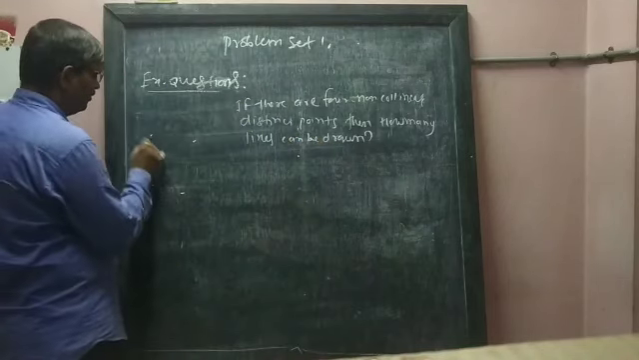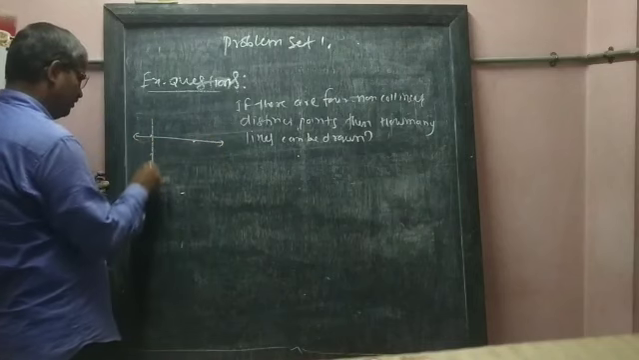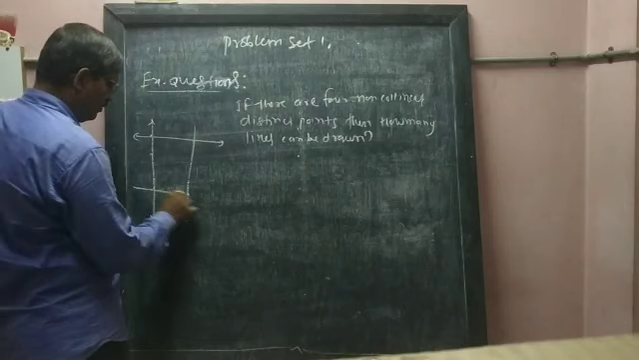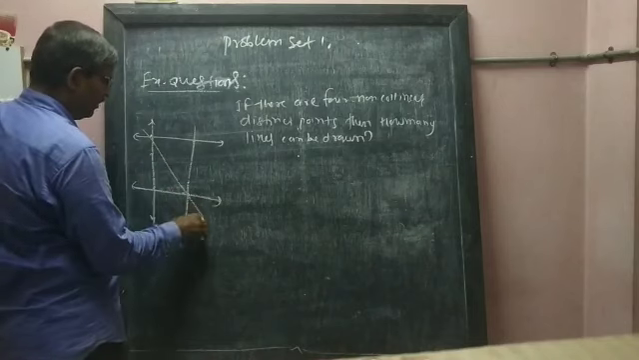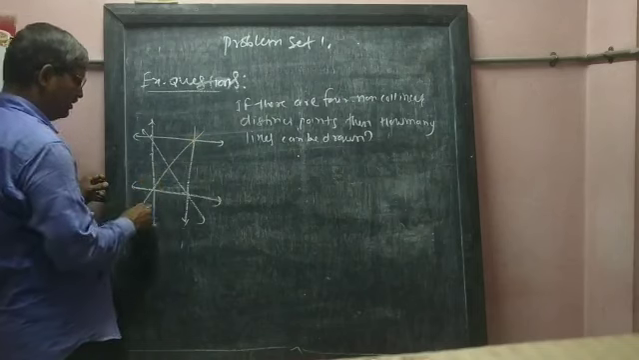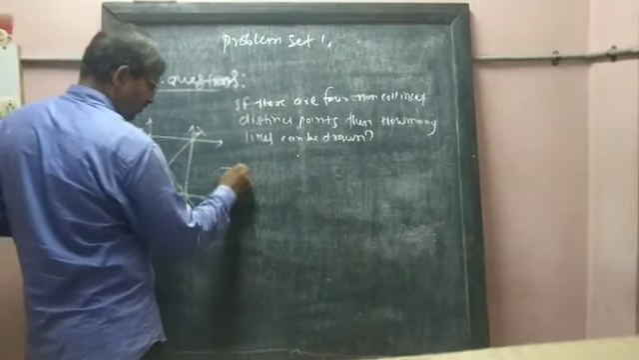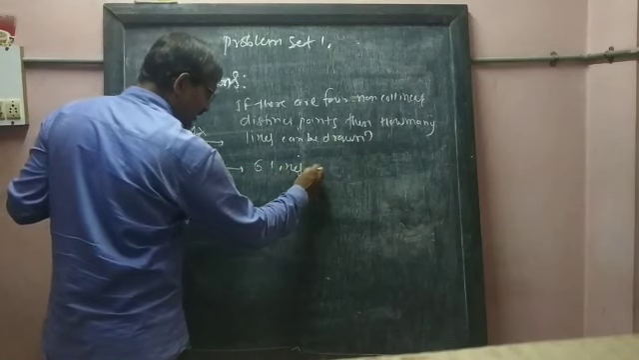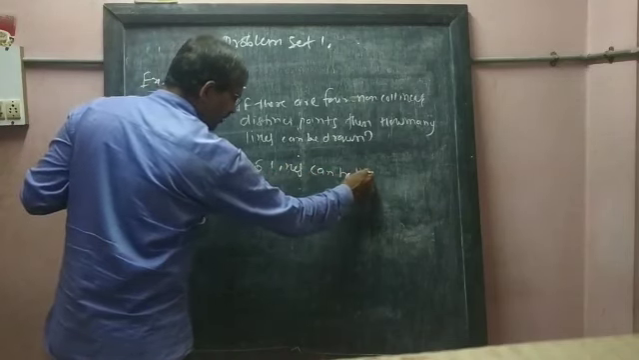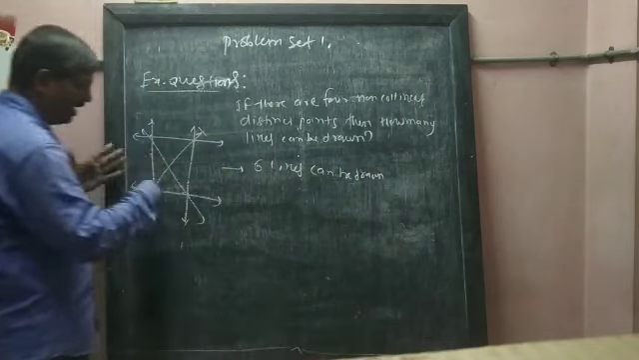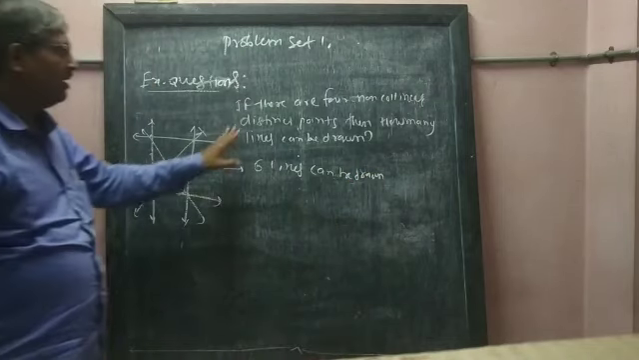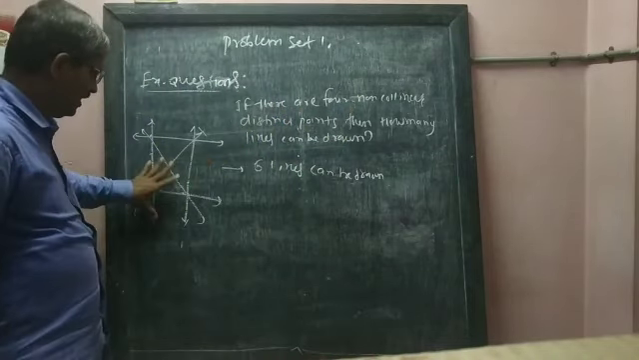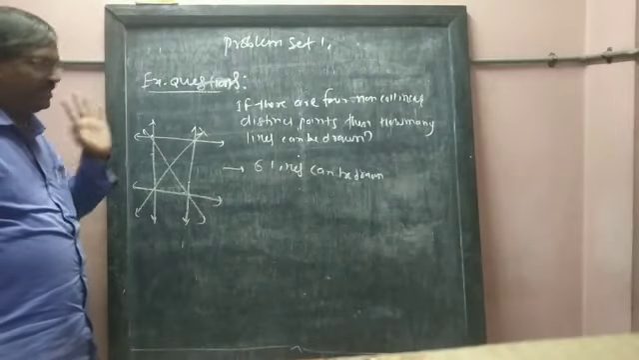Look here. 1 line, 2 lines, 3 lines, 4 lines, 5 and 6. How many lines can you draw? You can draw 6 lines. If there are 4 non-collinear distinct points, then we can draw 6 lines.